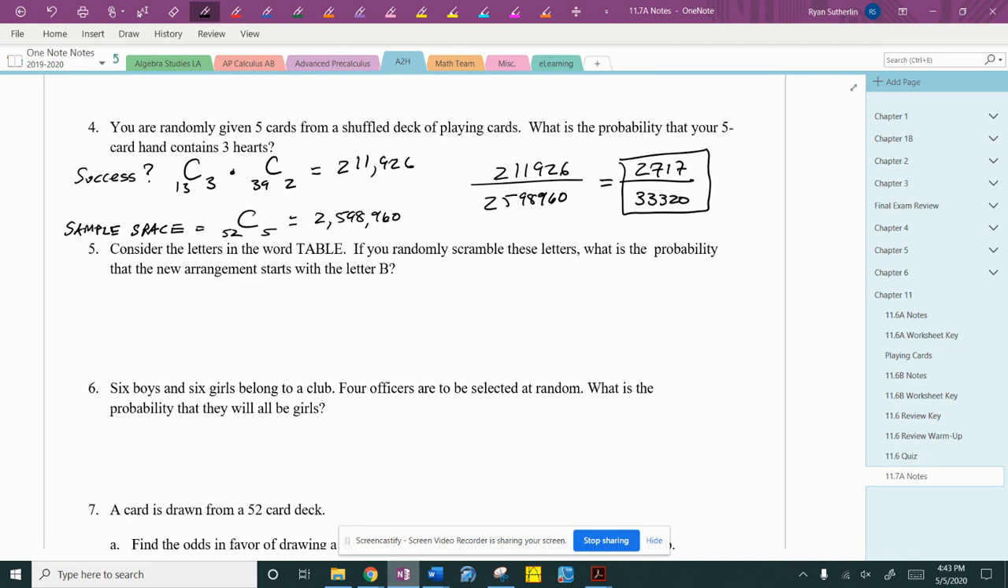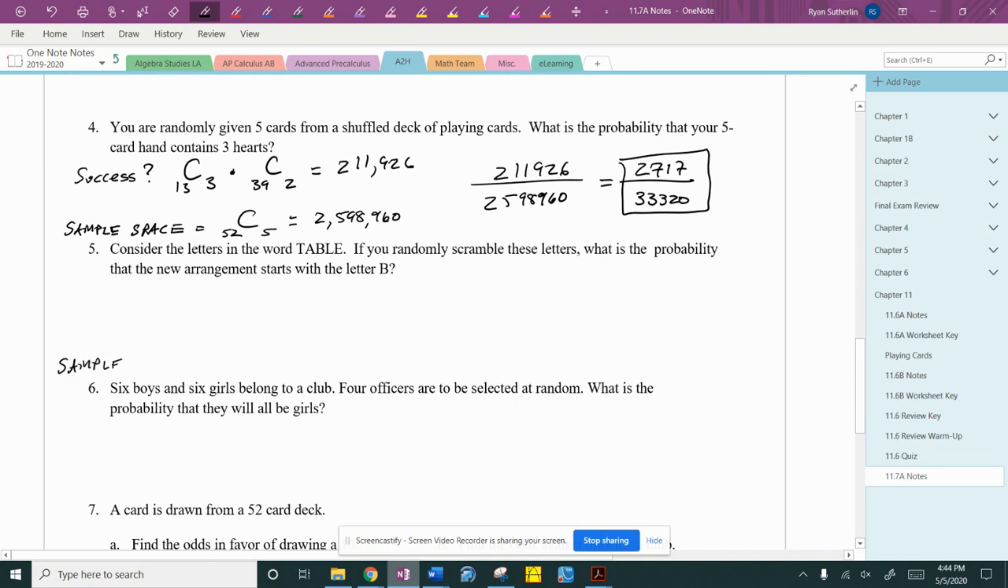Number 5, consider the letters in the word TABLE. If you randomly scramble these letters, what is the probability that the new arrangement begins with the letter B? Well, it kind of makes sense if there are no repetitions here, that if there are 5 letters, how many arrangements start with the letter B? It's got to be a fifth of them, right? But let's show mathematically how that comes out to be.